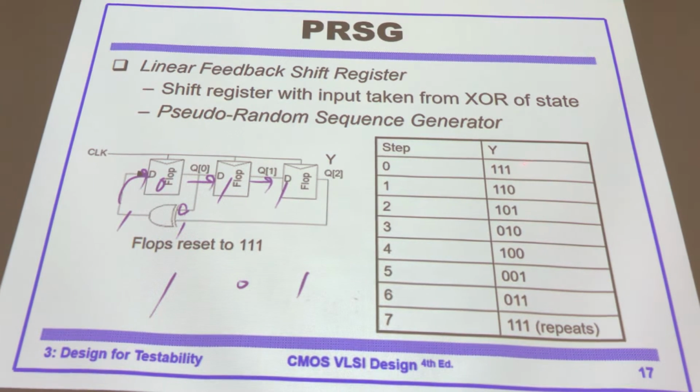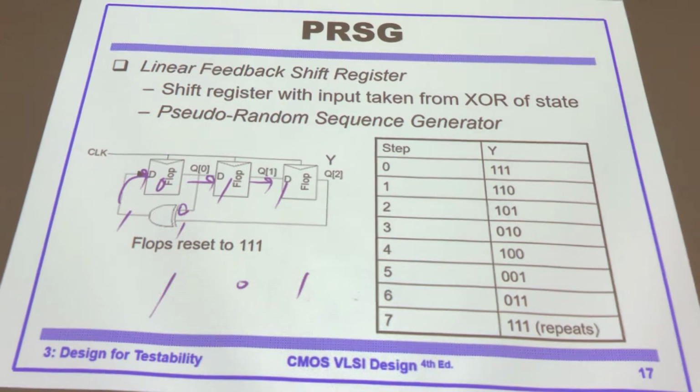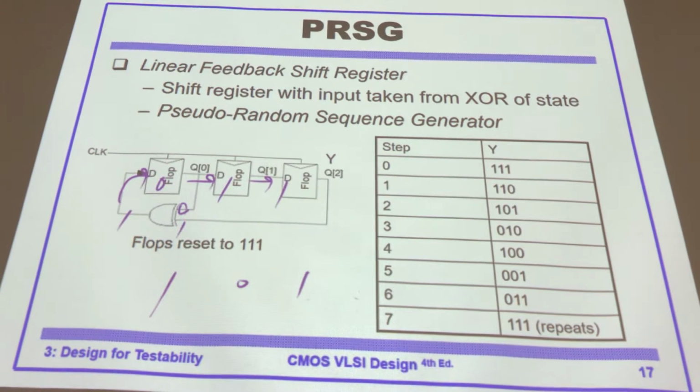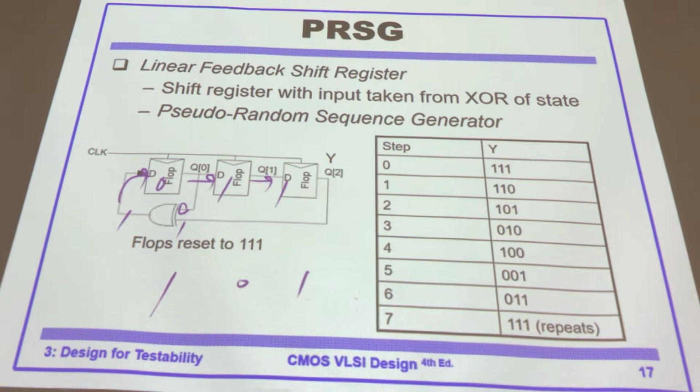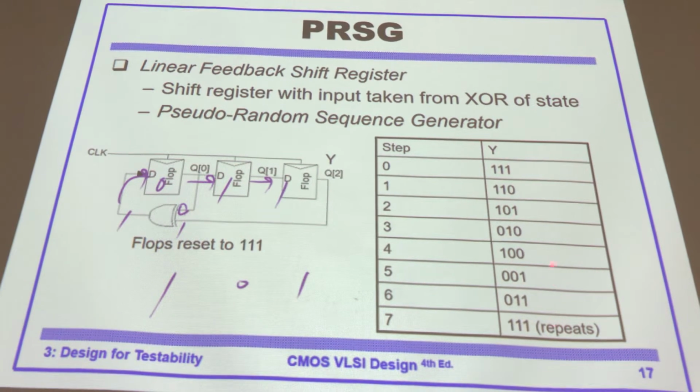That's the initial value. We almost go through every pattern for 3-bit. Only 0, 0, 0 is not covered. But that's a good design. Small circuit, but it automatically produces so many patterns, right? You simply embed this small circuit in the chip.